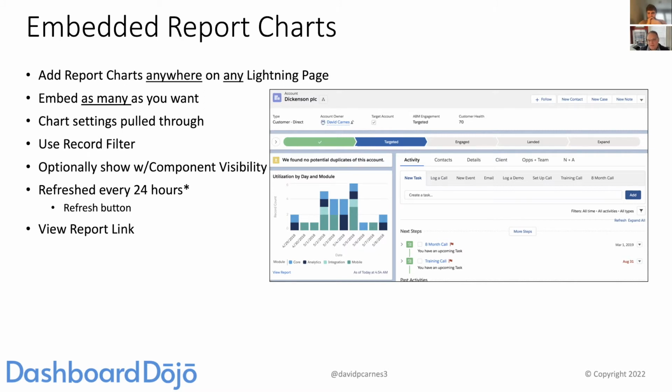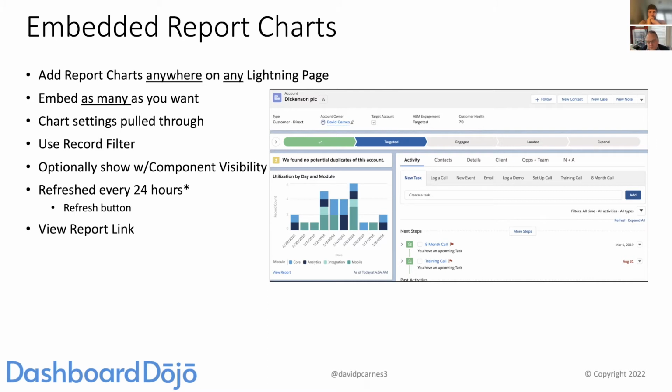So let's just take a moment on that. Anywhere on any Lightning page. So on a home page, on an app page, on a record page like this one, this is a record page looking at an account or a lead or a contact. We can embed as many as you want. I mentioned 25, I think, or 30, I just got bored after that.